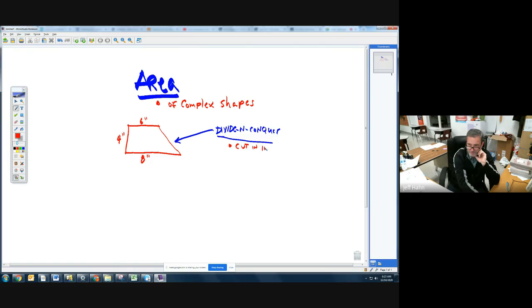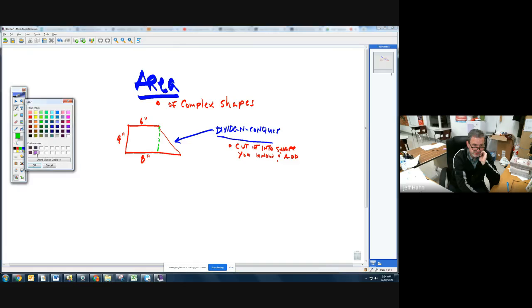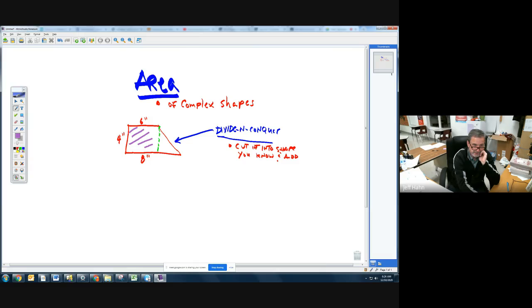it into shapes you know you can find the area of, and then add those together. So, first of all, if this comes up on your assignment, you are going to sketch out this shape. It is a trapezoid. But if we took a line and went straight down from here, I have now cut this into a rectangle, and I have cut it into a triangle. And both of those I have formulas for. Both of those I can do.